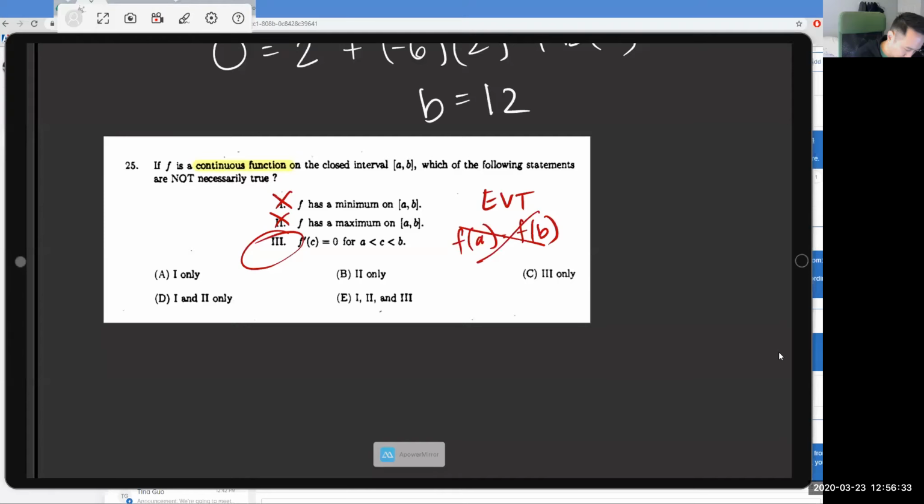Just for another quick example, let's say I draw a continuous function on the closed interval from a to b. Great, there's my continuous function from a to b. There's not a horizontal tangent anywhere between a and b. So 3 is not necessarily true, and that answer choice looks like C.